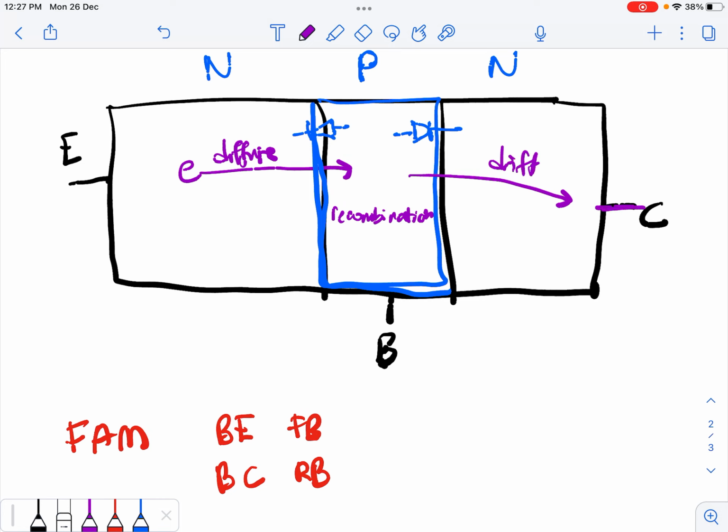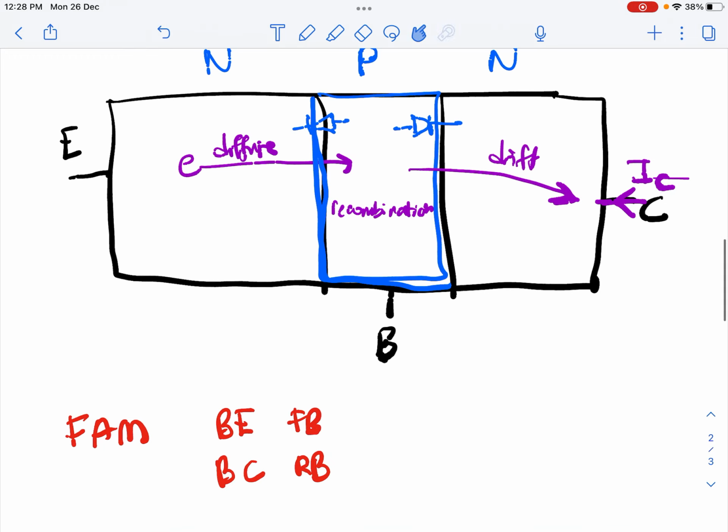Since the direction of the electron flow is like this, the current is always in the opposite direction of the flow of electrons. So the current will be in the opposite direction over here. This is IC. Also, since the electrons flow from here to here, the direction of the current here will be the opposite, which is over here. So IE.